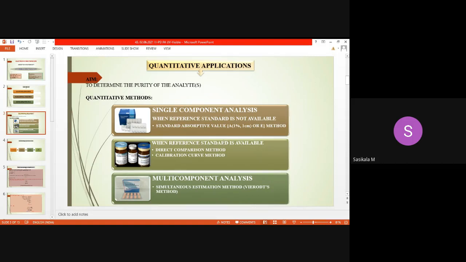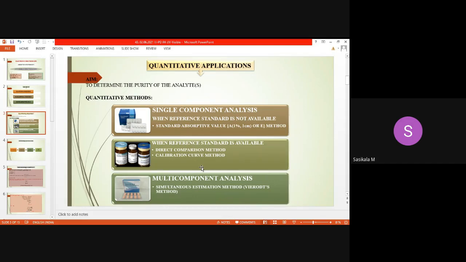So this is about single component analysis. What are the 3 methods available for single component analysis? Listening, right? Yes, ma'am. Getting the points, no? Understanding, no? Since I have not given many points, all this you can find in the textbooks itself. I have given only the titles and I am explaining so that you will understand.